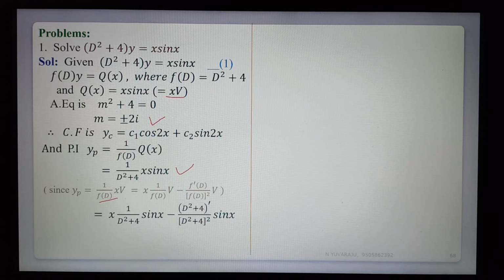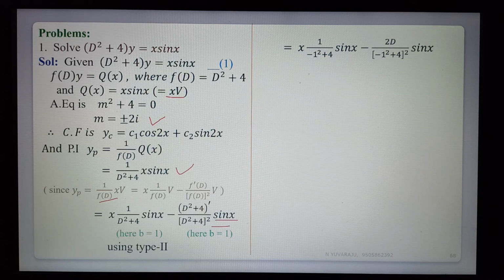and f(D) = D² + 4, the derivative is found, over (D² + 4)² sin x. This is of the form sin bx, where b = 1, replacing D² by −b². Using type 2, that is x·1/(−1² + 4) sin x minus (D² + 4)' which is the derivative of D² + 4, that is 2D, the derivative of 4 being 0. Here D² is replaced by −1², giving (−1² + 4)².